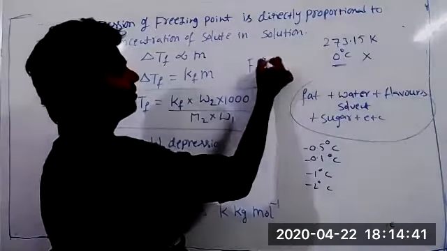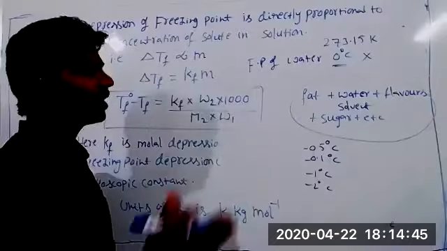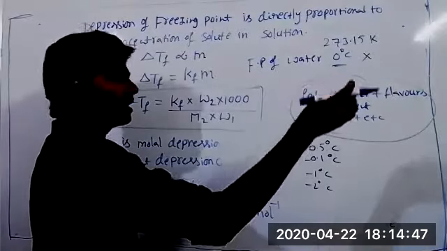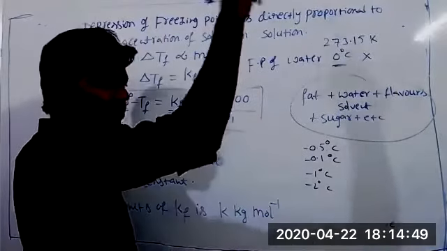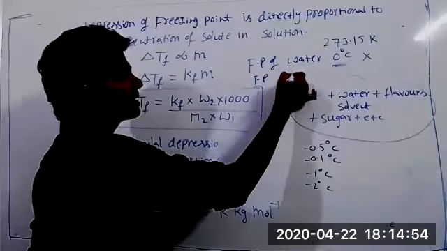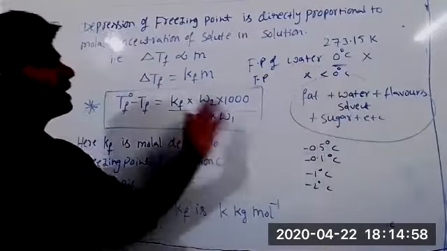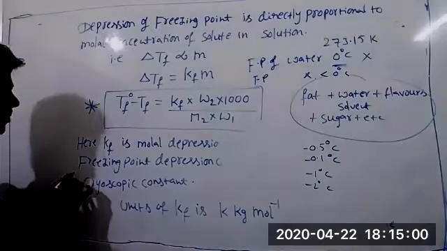Freezing point of water is 0 degree centigrade. Freezing point of any solution, if you prepare salt in water or sugar in water solution, to make it solid, the freezing point must be below 0 degree centigrade. That is called depression of freezing point.